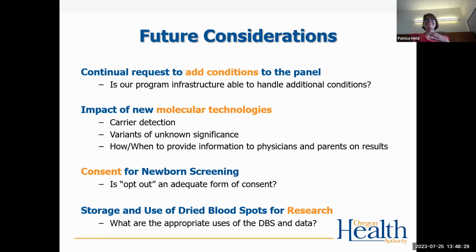Another thing that I worry about is the impact of molecular technologies. So when we introduce these technologies, we will likely be able to detect more and more carriers of disease, and whether or not we should be reporting out carrier status. Within molecular testing, we know that we will identify variants of unknown significance, so mutations where we do not know the impact of. And what do we do with those results? Likely also, we will need to understand how and when to provide information to physicians and parents on these results.